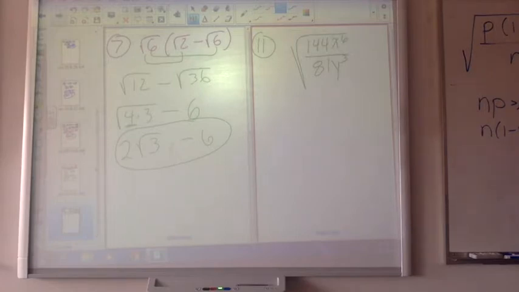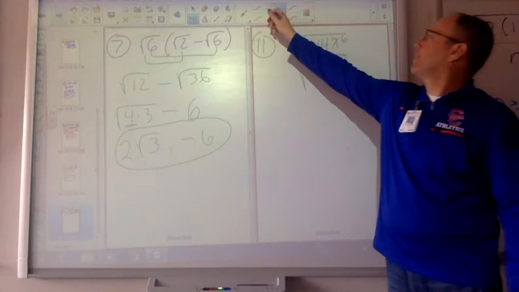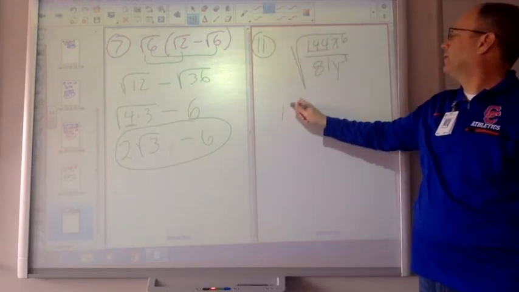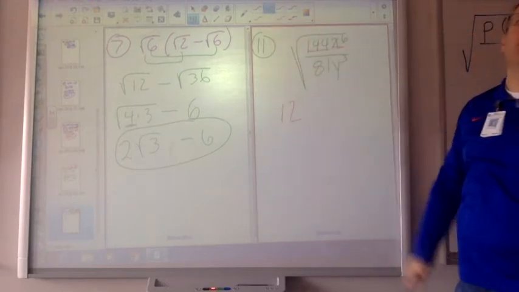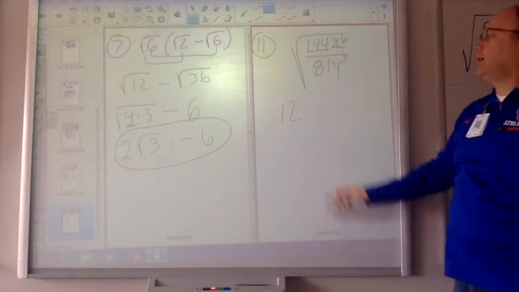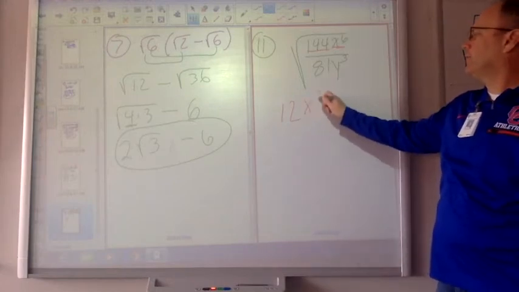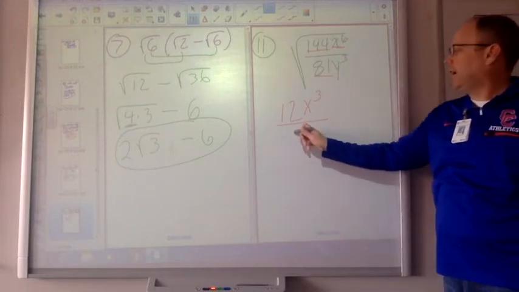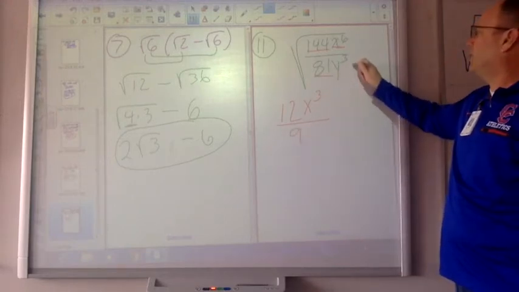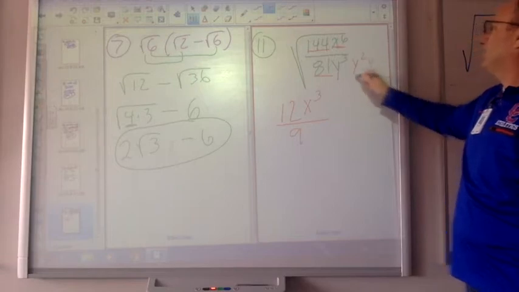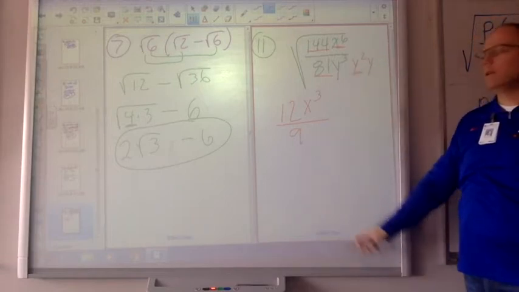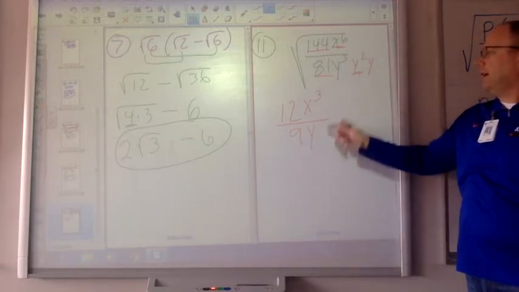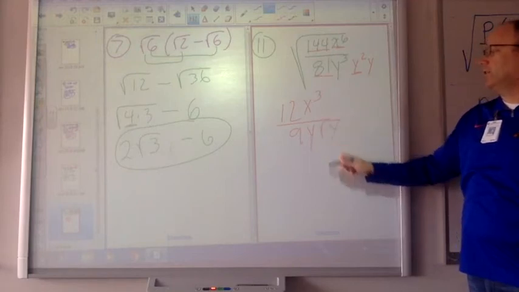All right. Square root of 144. That's 12. Square root of x to the 6th. X to the 3rd. Over square root of 81. 9. I have to change this to y squared y. So what's the square root of y squared? y, and then I have left in the denominator square root y.